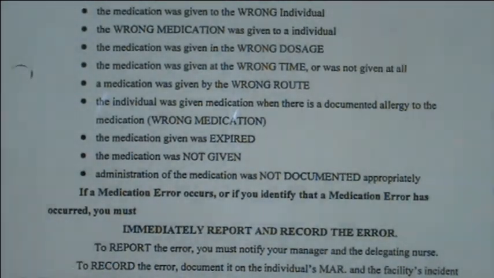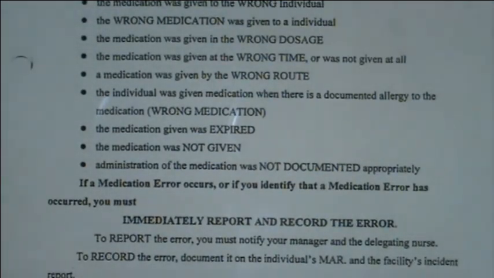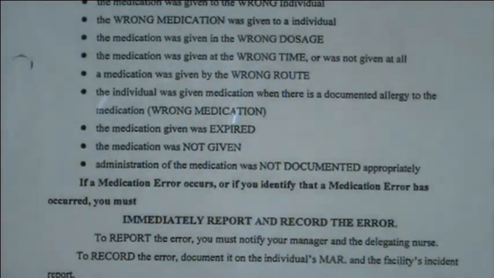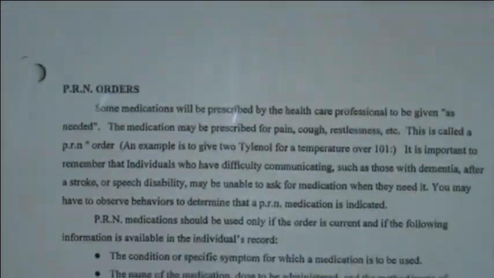Medication errors happen every now and then. You have to take every precaution to prevent med errors. A medication error occurs when any one or more of the six rights of the medication has been violated. It's the wrong medication, it's the wrong person, it's the wrong dose, it's the wrong time, it's the wrong route. Medication has expired. So it could be any number of things. So you have to know what to do when an error has occurred. If you have given the wrong medication, you have to report to the charge nurse immediately, your delegating nurse.